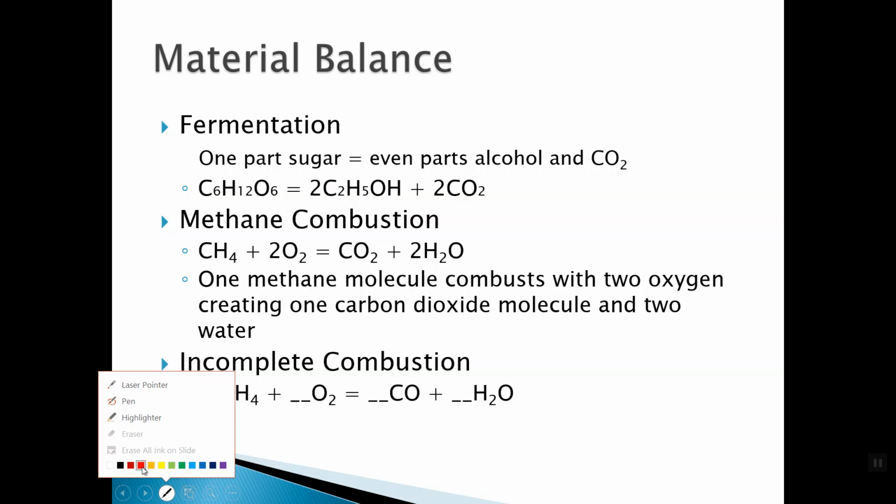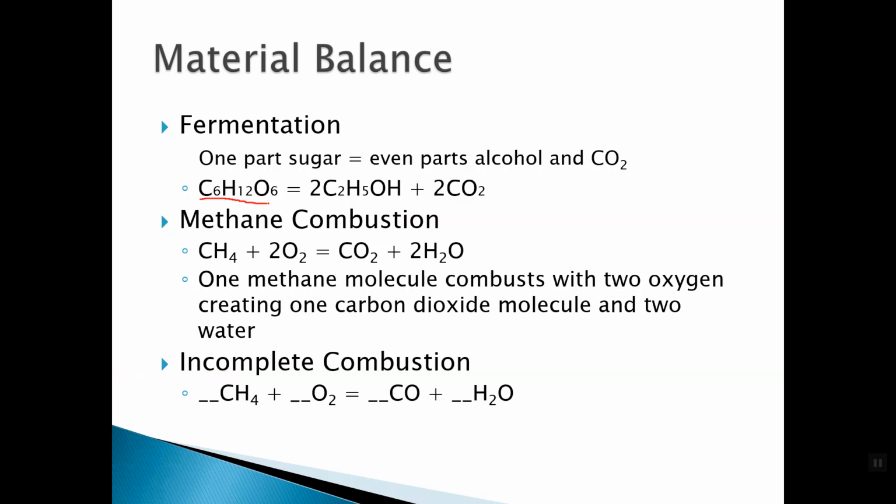So if we have fermentation, this is a molecular formula for sugar, C6H12O6. Okay, that's going to turn into alcohol and CO2 when we look at our hands on the lab. This is a molecular formula for alcohol, and this is a molecular formula for carbon dioxide, okay, CO2. Now notice this has 6 carbon atoms here on this side. In order to balance this, we have to have 6 carbon atoms right here on this side.